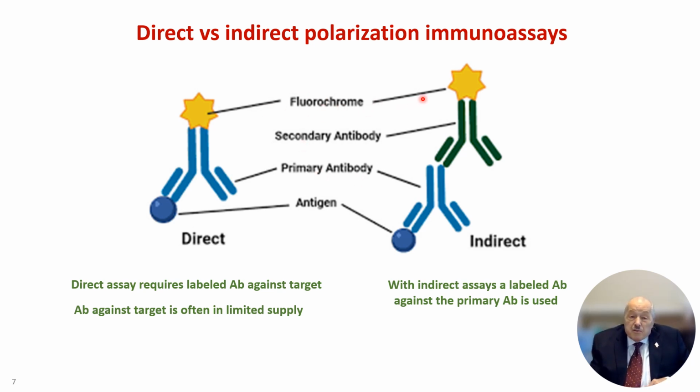What about direct versus indirect polarization immunoassays? This is sort of an easy one. Direct immunoassay is where the antibody binds to the antigen, and the fluorophore is right on that antibody. So there should be some change in rotational diffusion because the molecular weight is going up by binding the antigen.